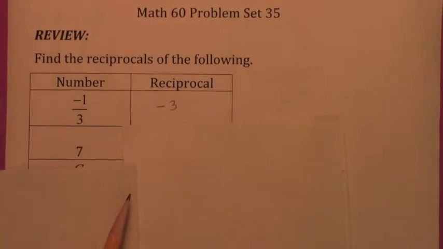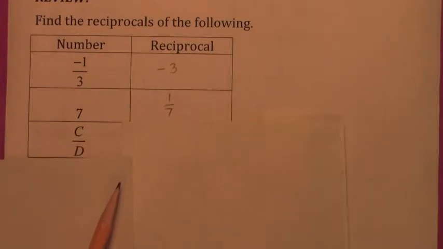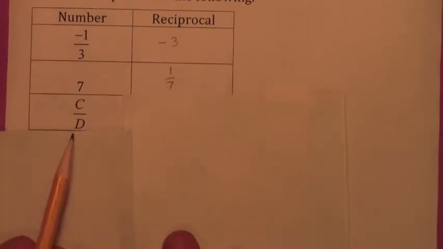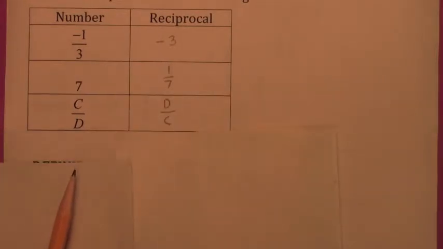What's the reciprocal of 7, or 7 over 1? Why, it's 1 over 7, because when you multiply them together, you get 1. What's the reciprocal of C over D? We have to assume D is not 0, of course. The reciprocal of C over D would be D over C, wouldn't it? There you go.